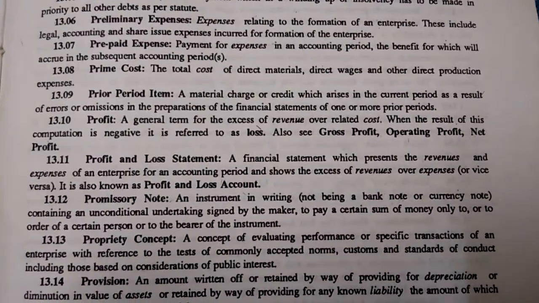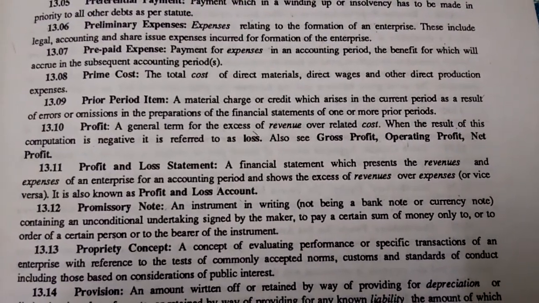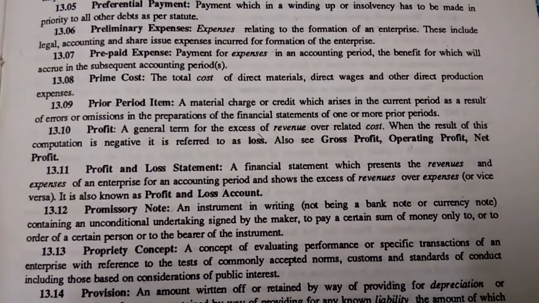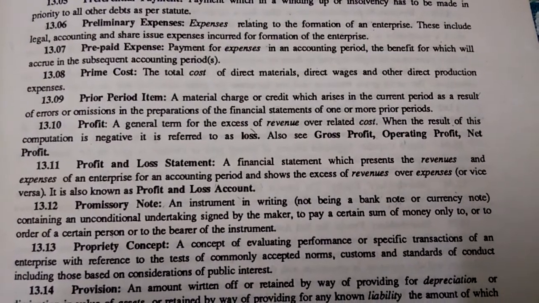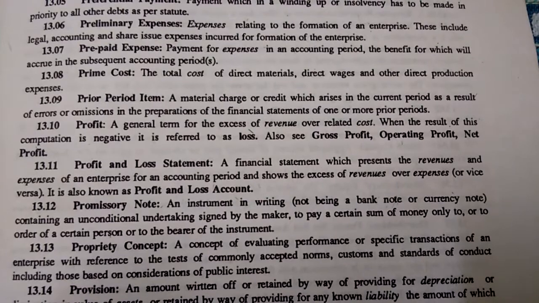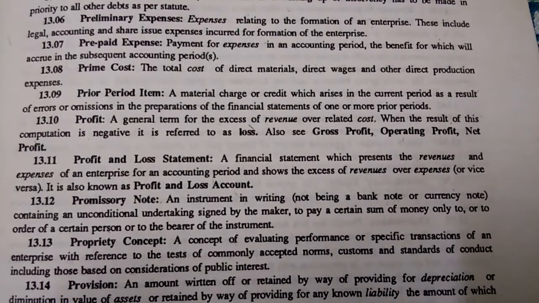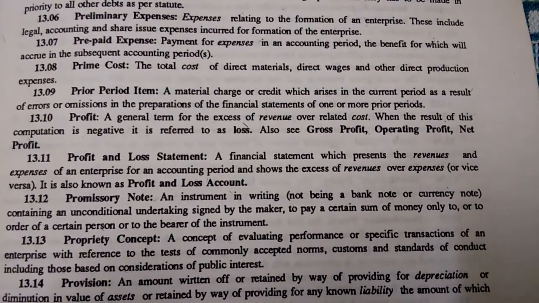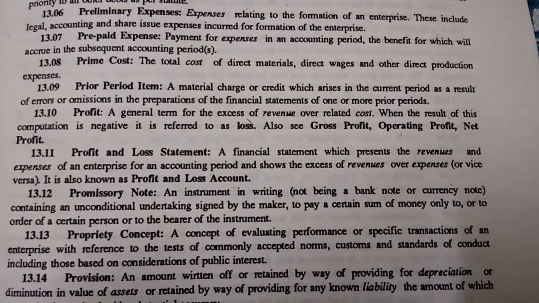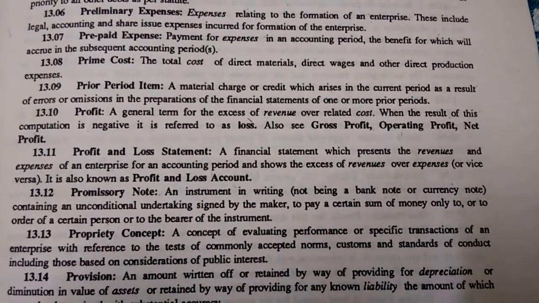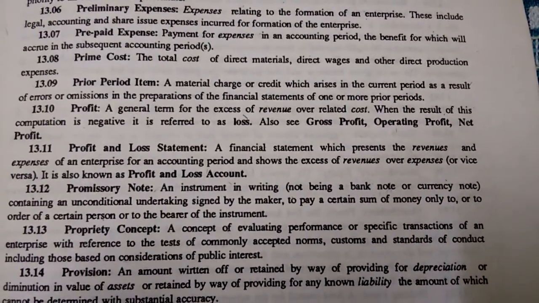Prepaid expense: payment for expenses in an accounting period, the benefit for which will accrue in the subsequent accounting periods. Prime cost: the total cost of direct materials, direct wages and other direct production expenses. Prior period item: a material charge or credit which arises in the current period as a result of errors or omission in the preparation of the financial statements of one or more prior periods.